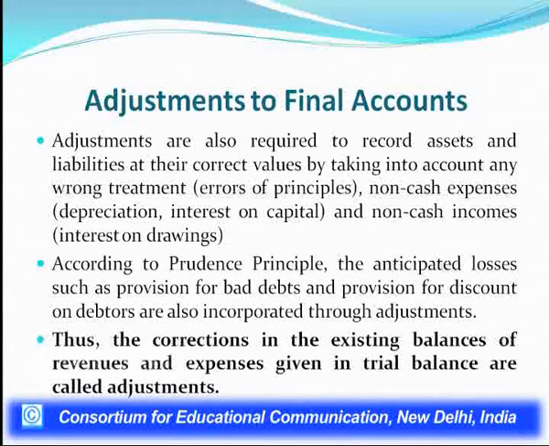So thus we can say that the corrections in the existing balances of revenues and expenses given in the trial balance are called adjustments. These adjustments are to be made at the end of the year to calculate the true and fair profits, and the reason is that we need to follow the accounting principles while preparing financial statements. So our financial statements show the true and fair results and the true and fair financial position of the firm.